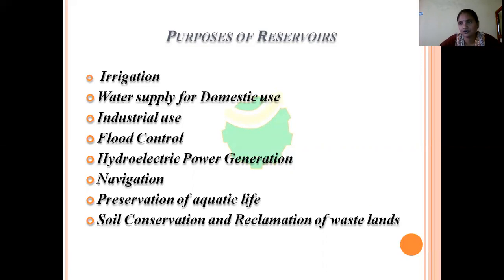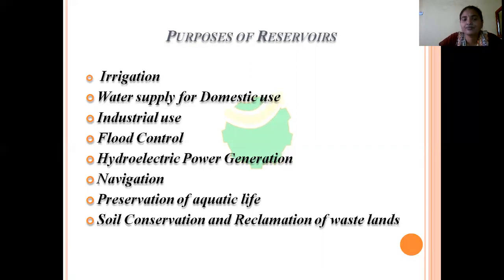Next, flood control, very important. When more rains occur, floods are generated automatically. If there is no reservoir, the flood will immerse the villages. So to protect the villages and cities from the flood, it is important to arrest the flood water. So for arresting the flood water, we construct dams and reservoirs.